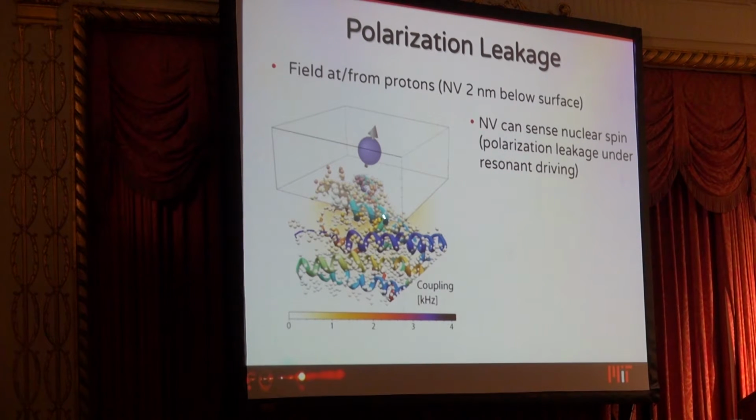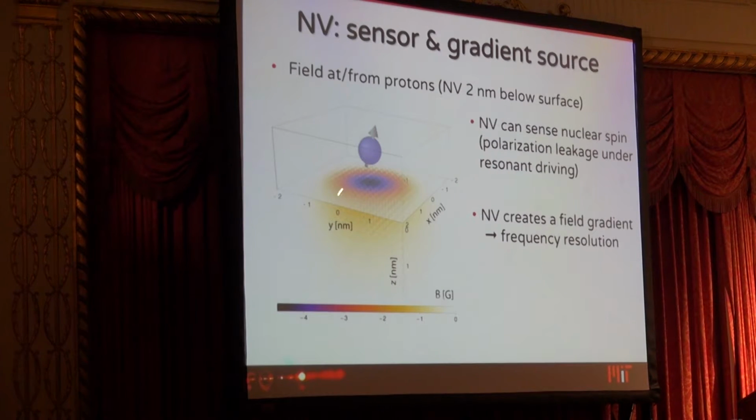What is nice is that the NV itself creates a magnetic field, which sort of changes the resonance frequency of the nuclear spin which are close by. So we can use the NV center for two different effects. The first one is, of course, to use it as a sensor, but the second one is to use it as the source of a magnetic field which will differentiate the nuclear spin themselves.